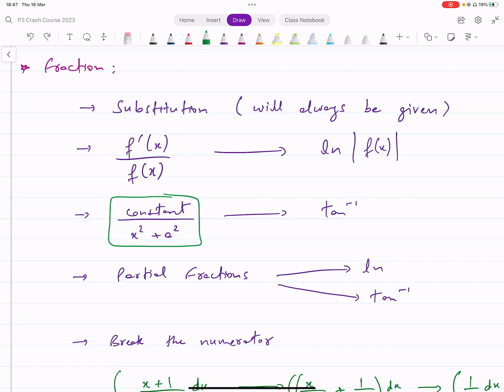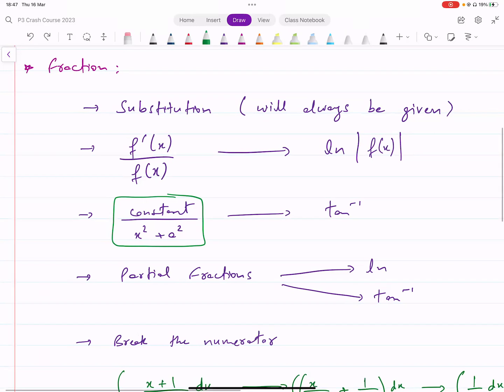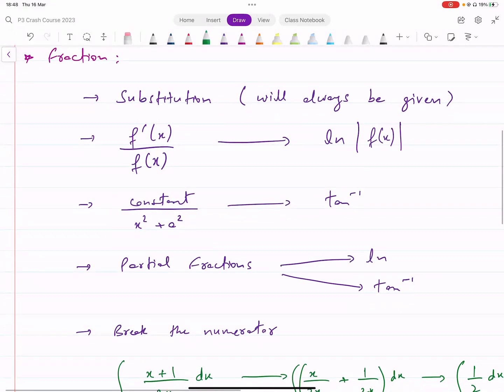For tan inverse, you need an x squared term and a constant. You can't have an x term as well, only x squared and a constant, and they should be added together like this. And in the numerator, you need to have a constant like this. That can be converted to tan inverse. Now, if it is something that cannot even be converted to tan inverse, what's the next thing that you could think about?